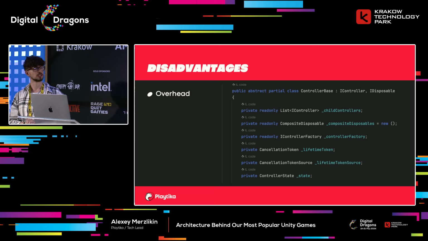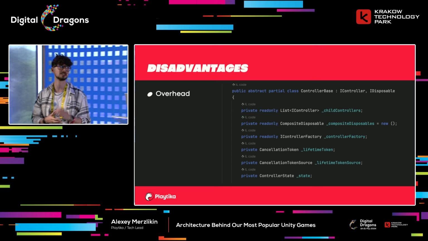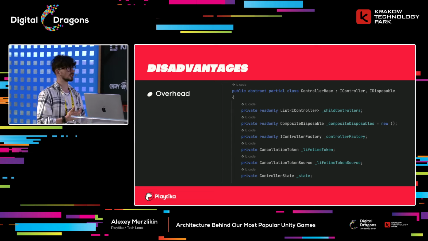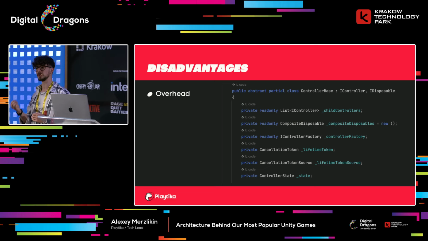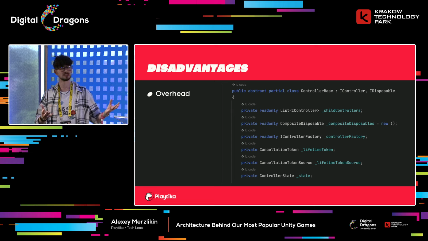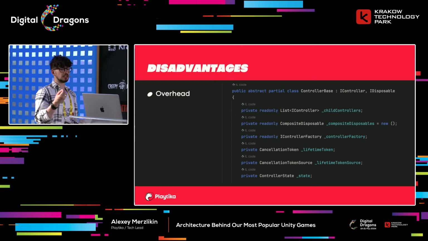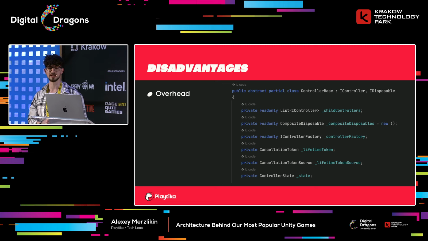What is more, a controller is a reference type, and while it's not really that heavy, it still adds some overhead and adds garbage collection pressure. It's not a problem in our case, as new instances are instantiated pretty rarely, but if used incorrectly to spawn many instances every frame, it might become an issue. And it highlights once again that this architecture should not be used blindly.